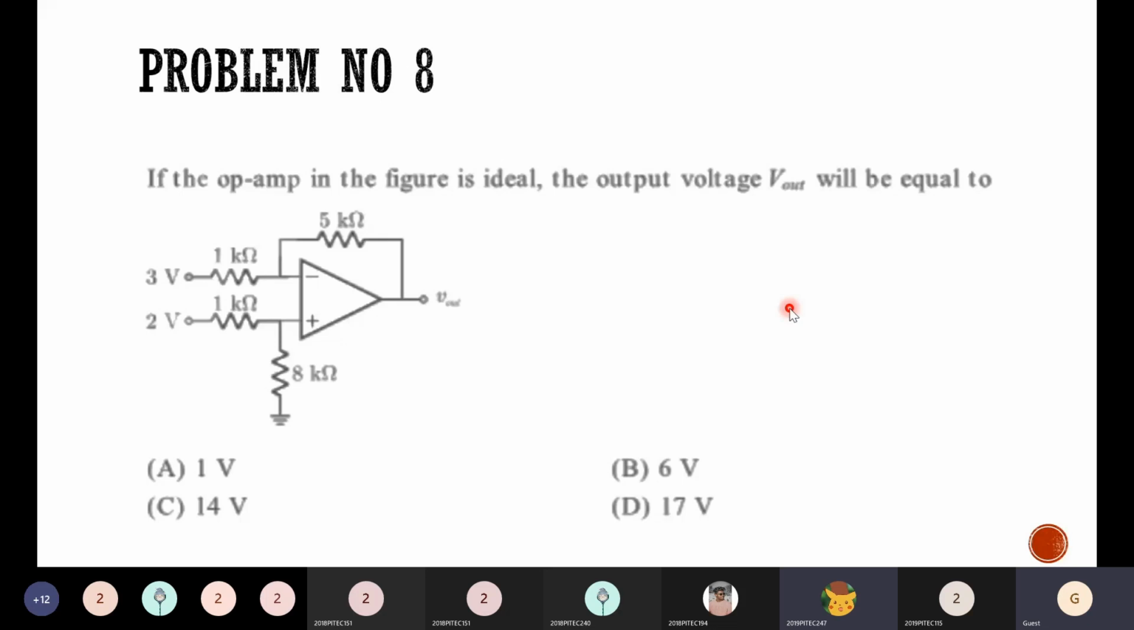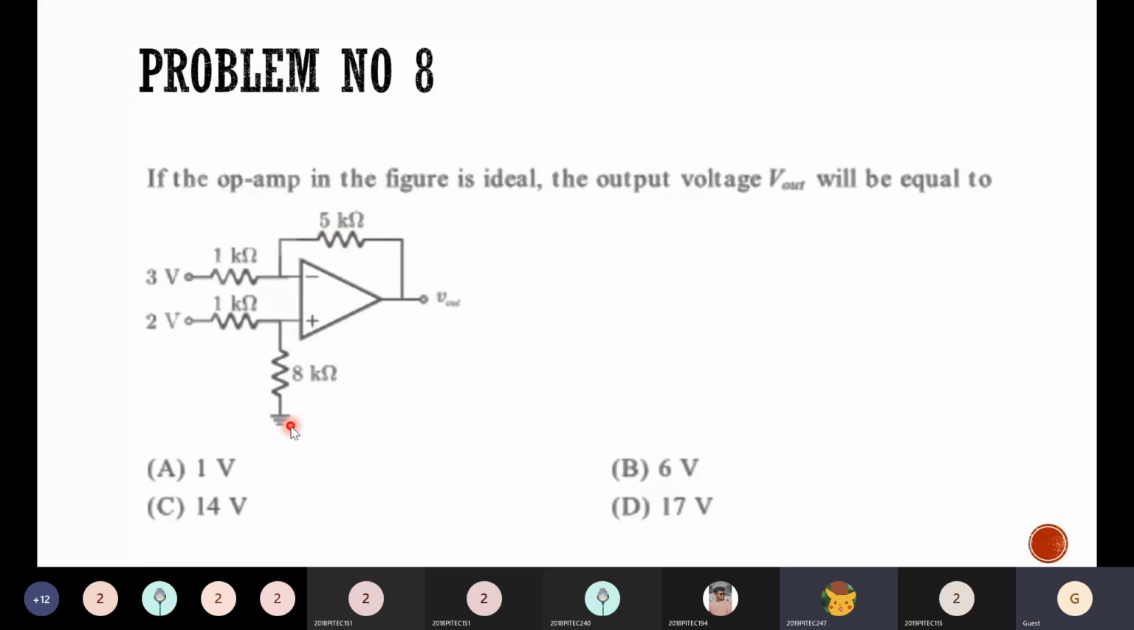But you cannot directly use the differential amplifier formula here because the resistor value in the feedback and this one should be equal. Then only we can use the differential amplifier formula directly. Here these two resistors are equal, but this feedback resistor and this ground resistor are not equal. One is 5K and the other one is 8K. Since you have two different values, we have to write a nodal equation and find the output. You cannot directly use any formulas we have seen already.